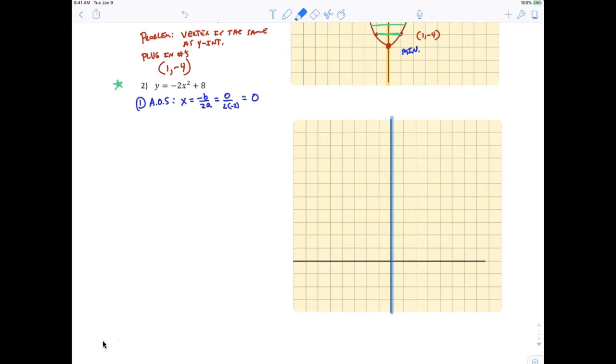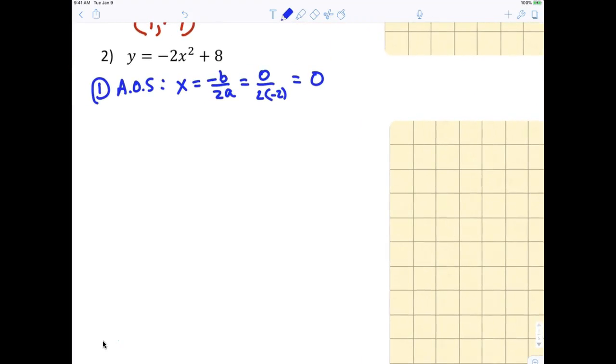All right, step number 2. We want to write down the vertex. 0, comma, what's the vertex? 0, comma 8. Now, if you don't know that, now's the time to speak up. I plugged 0 in for x. That's all I did. Everybody see how it's 8? You okay with it being 8?